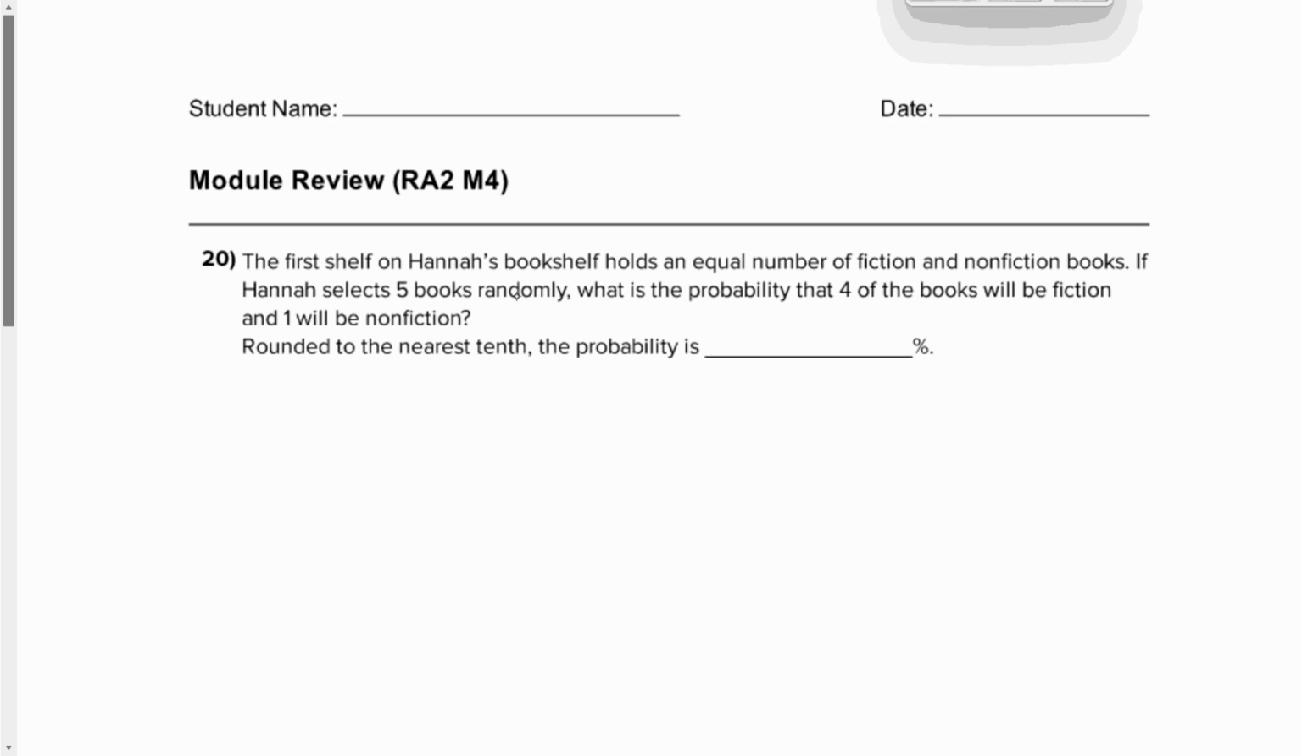Okay, last one. Hannah's bookshelf holds an equal number of fiction books and nonfiction books. If Hannah selects 5 random books, what is the probability that 4 of those books will be fiction and 1 will be nonfiction? So she has a chance of either selecting 50-50, right? Equal number of fiction. So F for fiction and N for nonfiction, right? Equal number of chances, and she has 5 books, so it's a binomial expansion to the 5th.